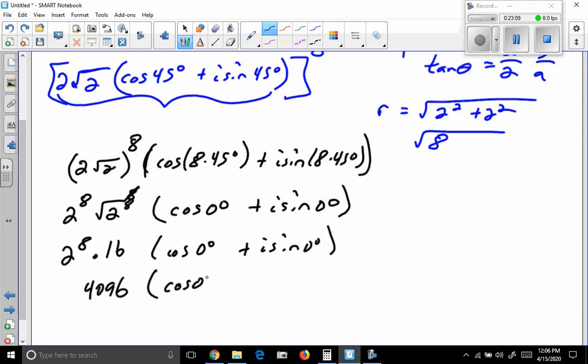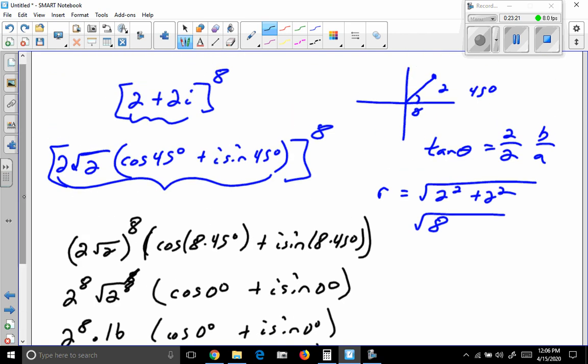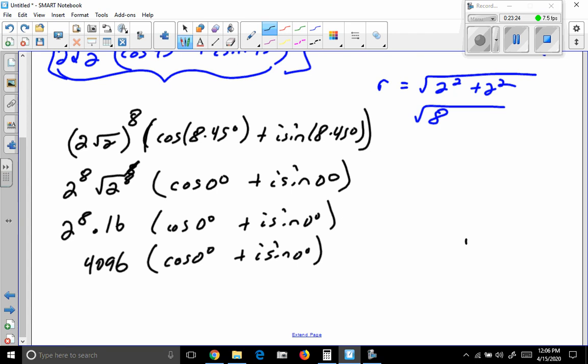And when we do our angle 8 times, we get an angle of 360 or 0 degrees. So that's our answer. That's raising 2 plus 2i to the 8th power, but that's our answer in trig notation. If we want to convert it to standard notation, our direction is 0, so we're going in this direction, 4,096. We're not up or down any, so that means our imaginary part is none. We're straight to the right, so our real part is 4,096.